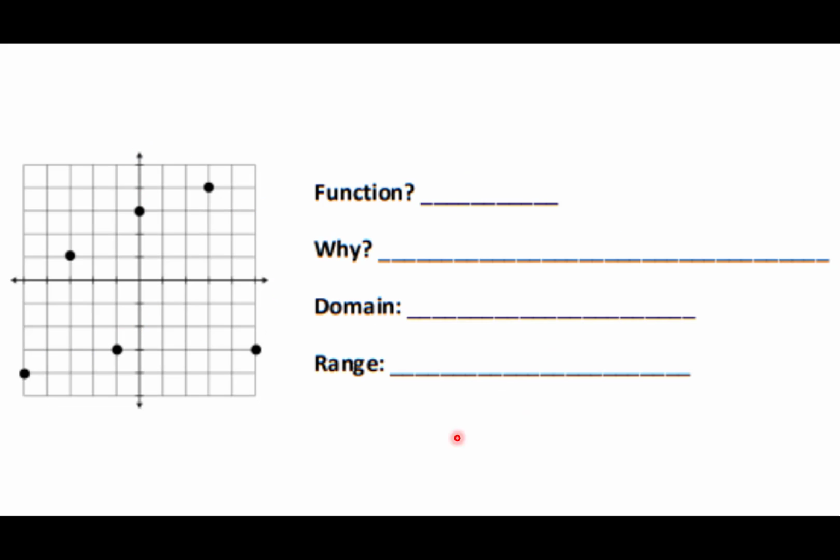Okay, so we're going to look at another one. So is this a function? Well, if I draw a vertical line through every point, it only touches 1 point at a time. So yes, it is a function. Every input has exactly 1 output, or we could say that it passes the vertical line test.